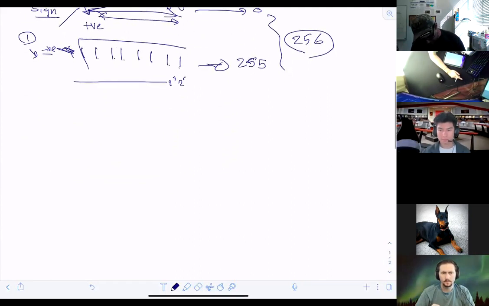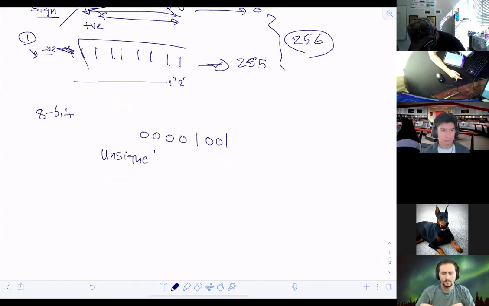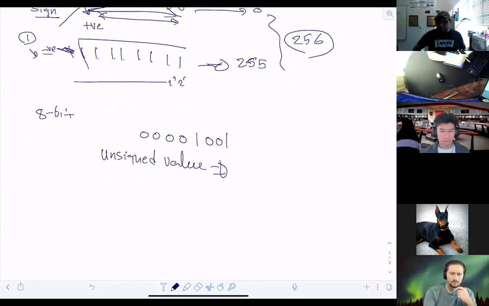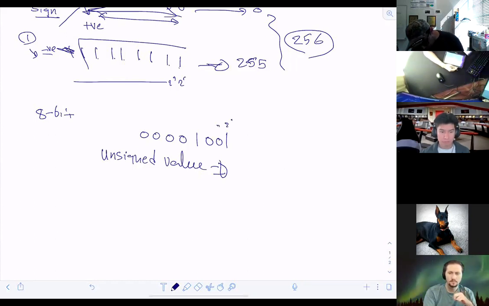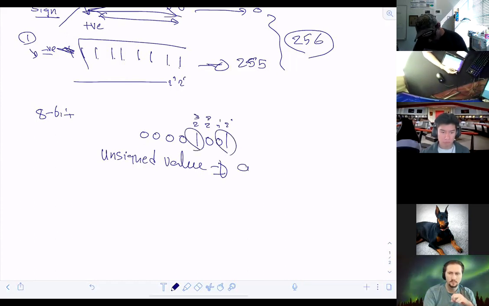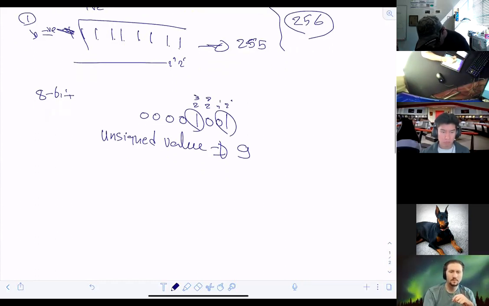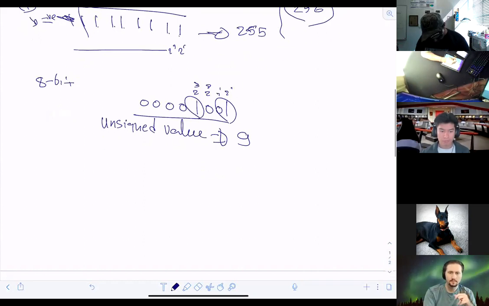So example here. Let's stick with 8 bits. If I write 1, 0, 0, 1, 0, 0, 0, 0, and I tell you this is an unsigned value, what are you going to write? You're going to convert this for me and tell me in decimal, what is this representing? 2 power 0, 2 power 1, 2 power 2, 2 power 3. So this is basically 8 plus 1, so this is 9. Just 9.